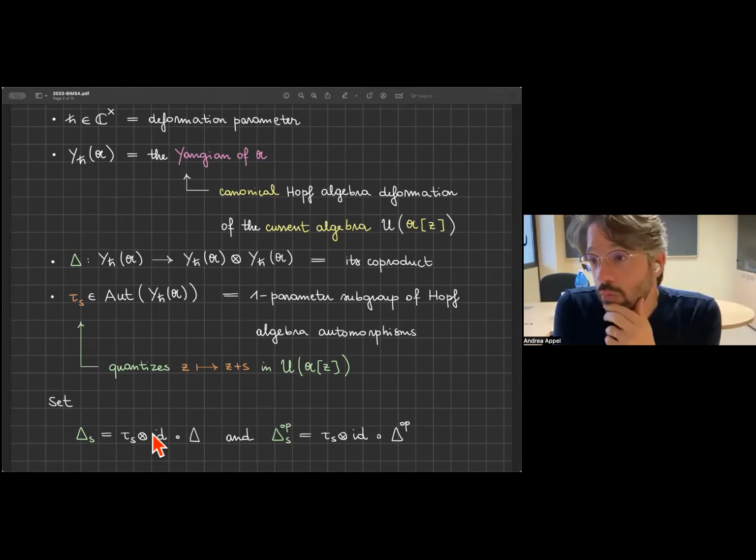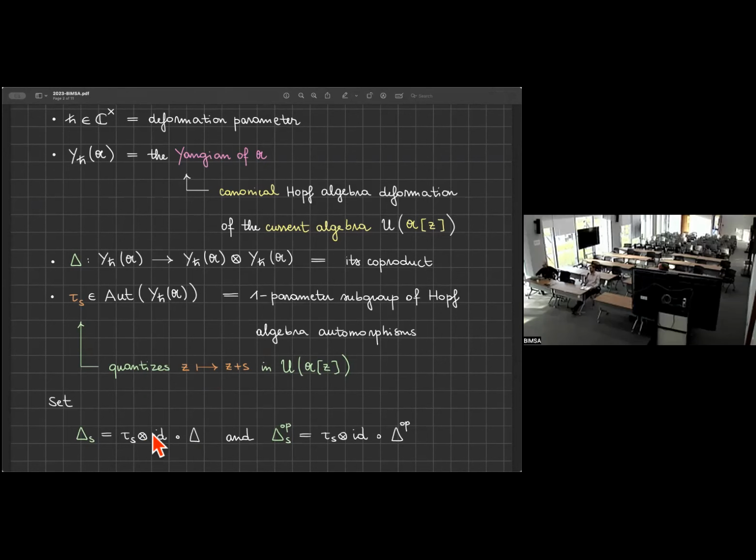You mean? Is it not known? Oh, that one I don't know. I'm not sure. I mean, you have known diagram automorphisms, and maybe more. I don't know.